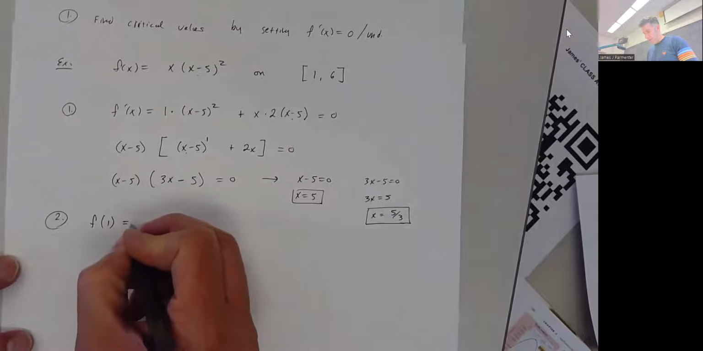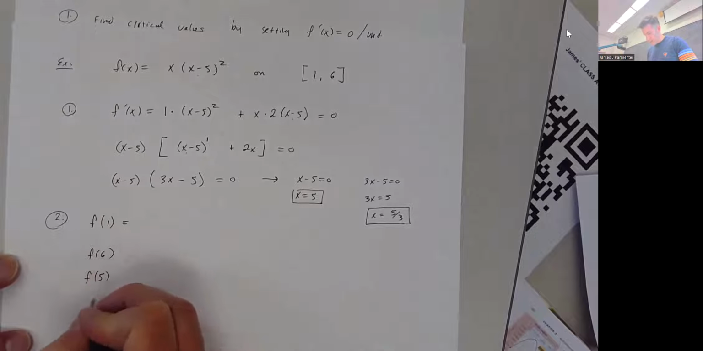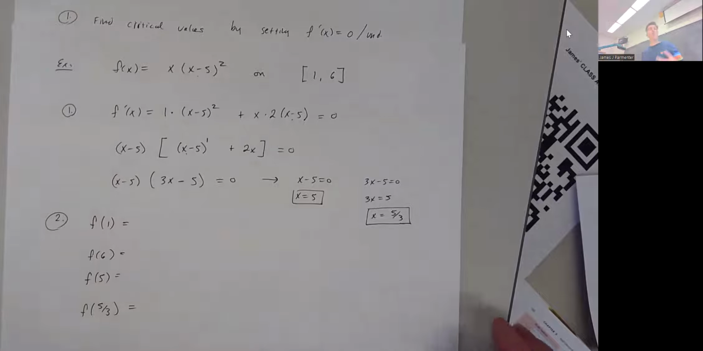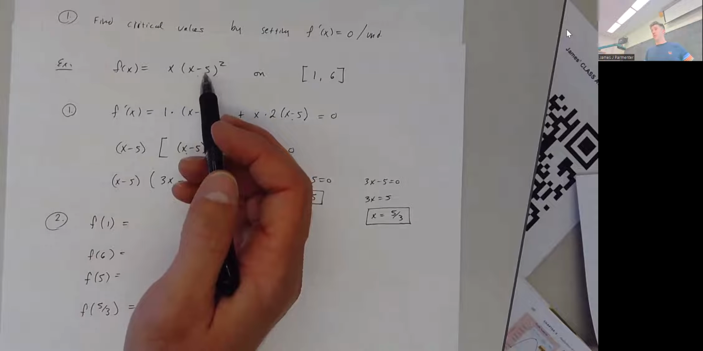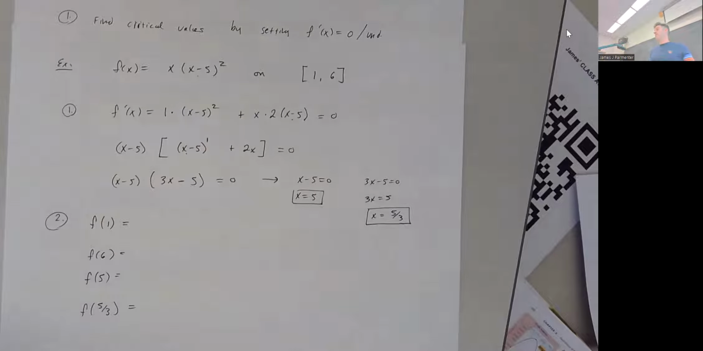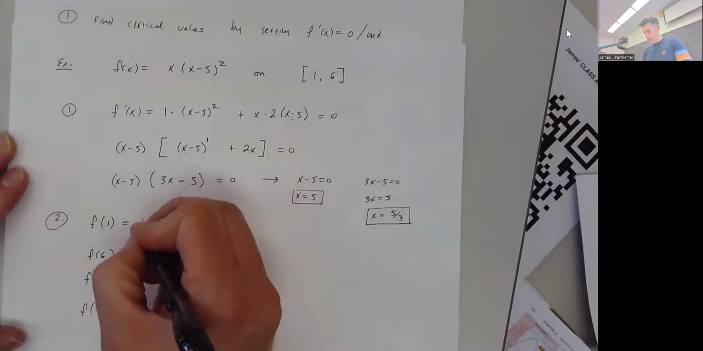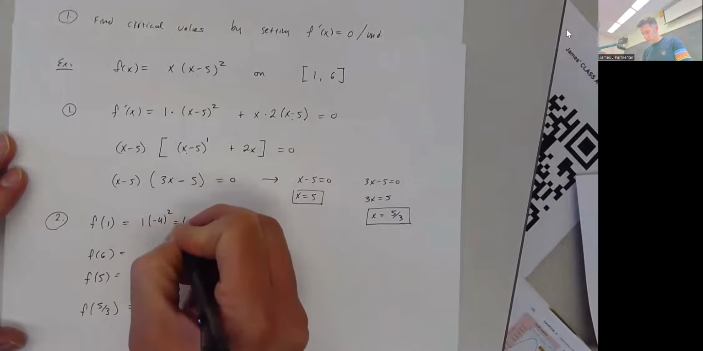So we're going to look at f of 1, f of 6, f of 5, and f of 5/3, which is going to be the worst part. I do recommend when you're doing this that if you haven't already factored the original function, to factor it. If you're having to do it by hand, it's much easier to plug into a factored versus non-factored thing. So f of 1 is going to be 1 times -4 squared, which is going to be 16.